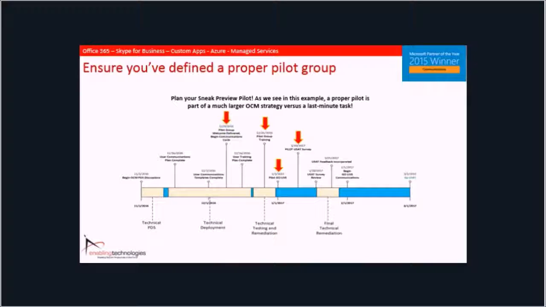I talked to this a little bit earlier, but make sure that not only have you defined your pilot group, but you've actually incorporated that into the plan. This is just a dummy project timeline, but you'll see along the bottom the common components, right? We start with our planning and design session. We move into the technical deployment. We get to the end there, and it's kind of time for testing and remediation. That's where the IT group's doing their UAT testing. We perform our final technical remediation, and we're kind of ready for launch.